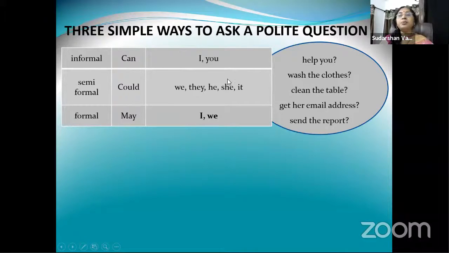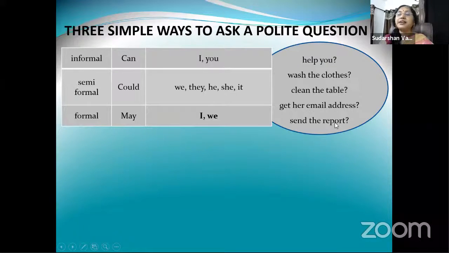Can I clean the table? Or can you clean the table? Can I get her email address? Can you get her email address? Can I send the report? Can you send the report? But here, can I send the report?